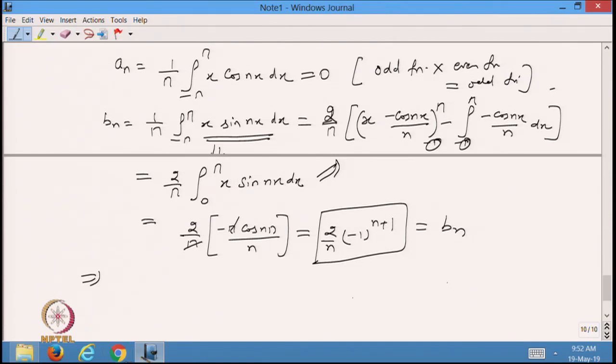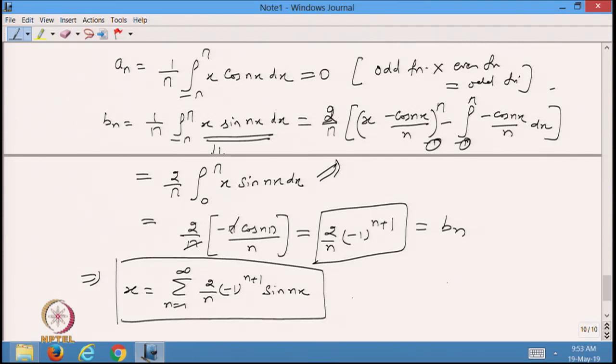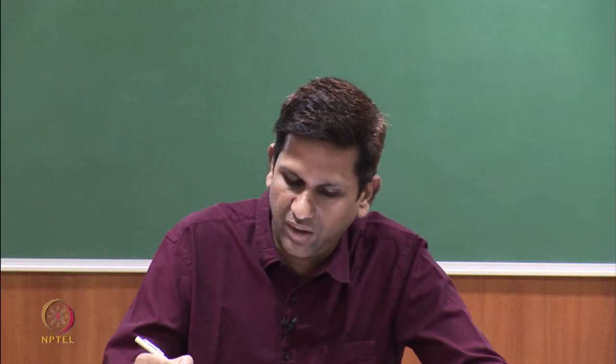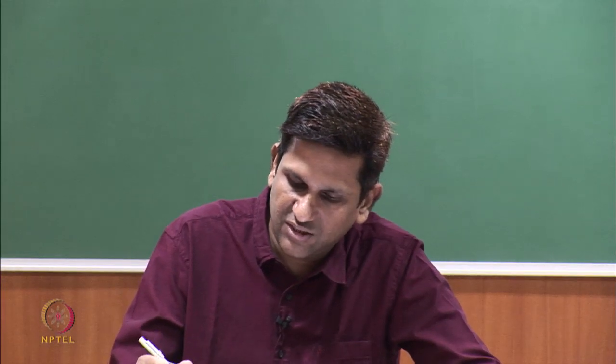So, from here I can write my function now. My function f x is equal to x. It can be written as, a0 was 0, a n was 0, so I get only b n. So b n is this one. From here I can write the sum from n equal to 1 to infinity of 2 by n, minus 1 power n plus 1, into sin n x. This is my Fourier series for the function x, which we assume is a periodic function from minus pi to pi and having the period 2 pi. So, this is the Fourier series.